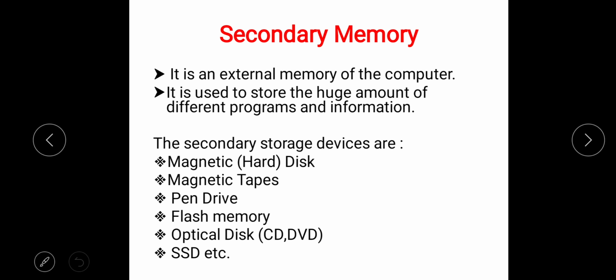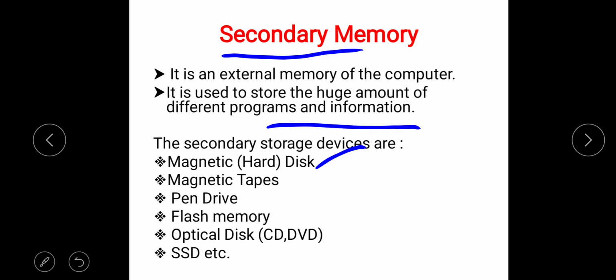Next, let's jump to the secondary memory, and it is really very interesting because it is an external memory of our system. It is used to store a huge amount of different programs and information. The information which we are accessing through our system is naturally stored in this portion. So now let's discuss the types of storage devices. First is the magnetic hard disk, that is our regular hard disk, and magnetic tapes, pen drives, flash drives, CDs, DVDs and SSDs.